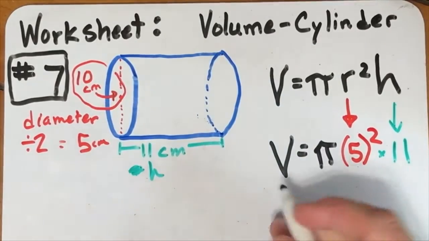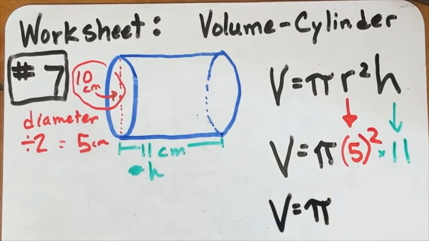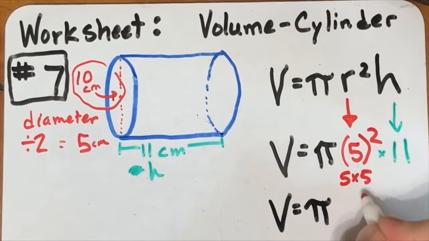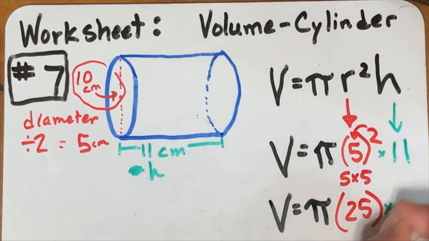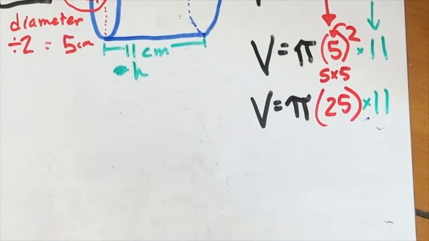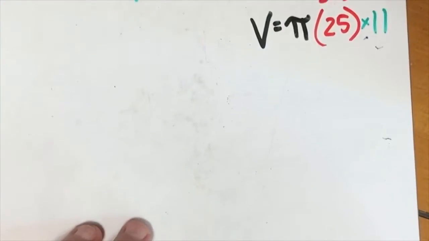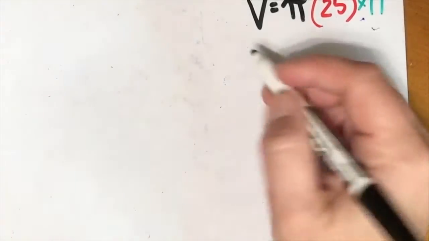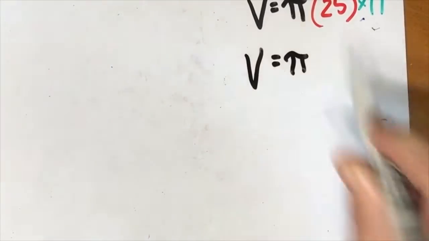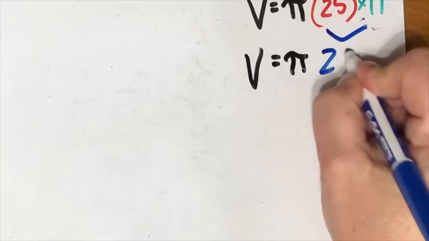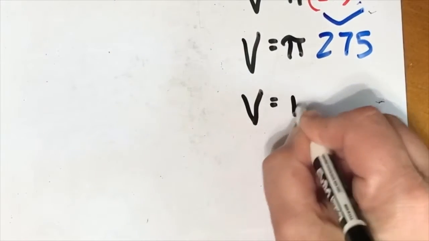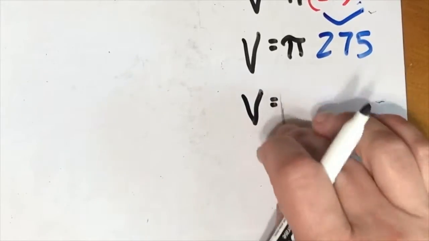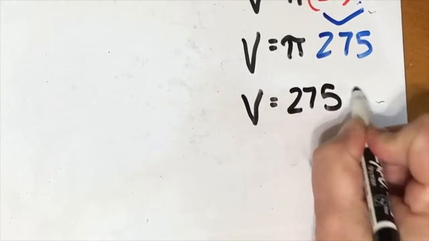Now we're going to take pi, and then 5 squared, that's order of operations. We need to use that exponent right there. So 5 times 5, that's 5 squared, right? And then that's 25 times 11. All right, next, so volume equals pi, and then 25 times 11 is going to be 275. And we can write that in terms of pi, right? Put the number first, 275 times pi.